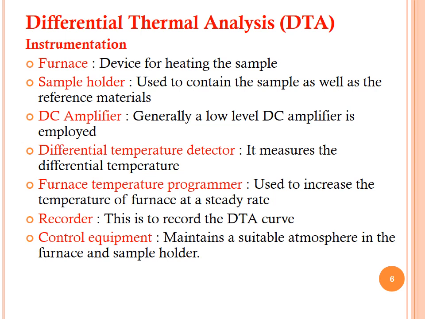A differential temperature detector measures the differential temperature. Differential temperature means the difference of temperature between two bodies, in this case the sample and the reference material. Furnace temperature programmer is used to increase the temperature of the furnace at a steady rate. Recorder records the DTA curve, also called the thermogram. Control equipment maintains a suitable atmosphere in the furnace and the sample holder.